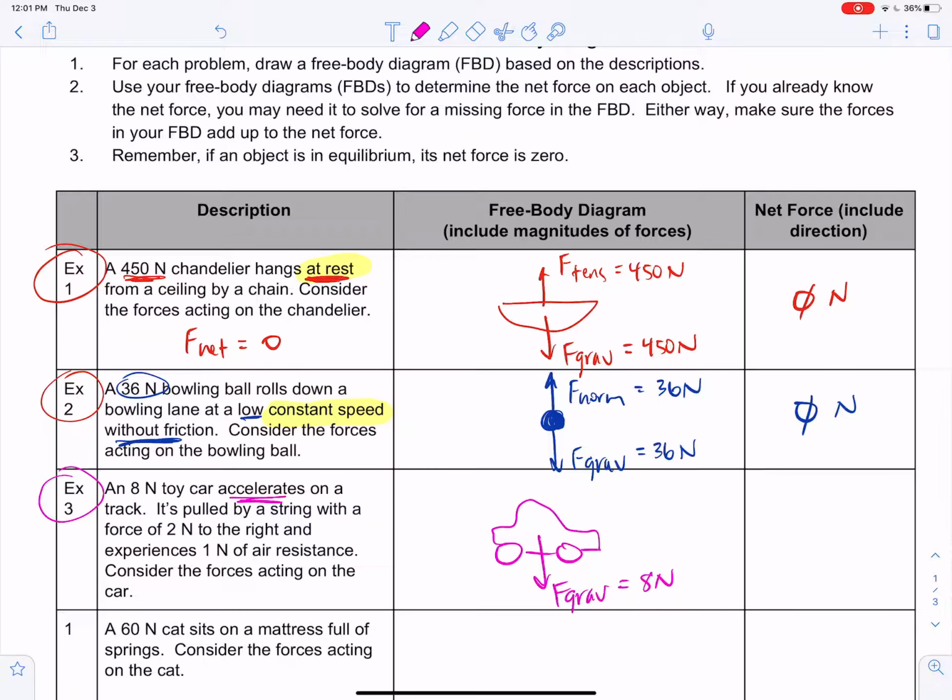And it's pulled to the right by a string. So that must be the force of tension, right? And it tells me it's 2 newtons. It experiences 1 Newton of air resistance. Well, if the car is accelerating to the right, air resistance always opposes that. So I would expect this to be to the left. 1 Newton, right? And then there's the track as well below that's supporting it. So that's going to be a normal force upwards.